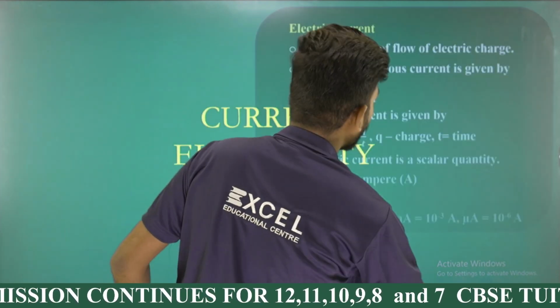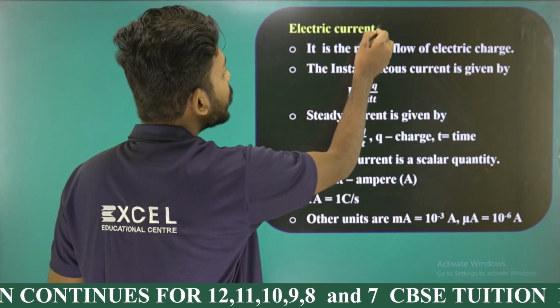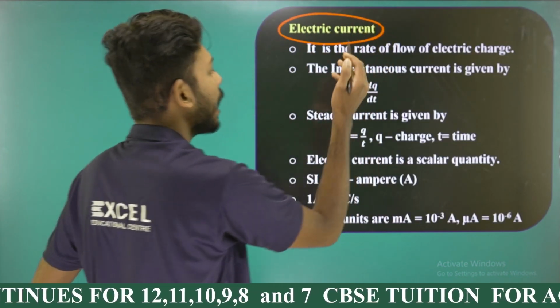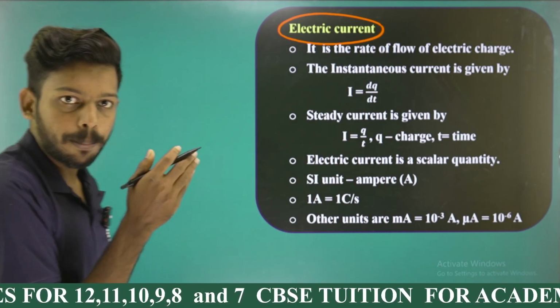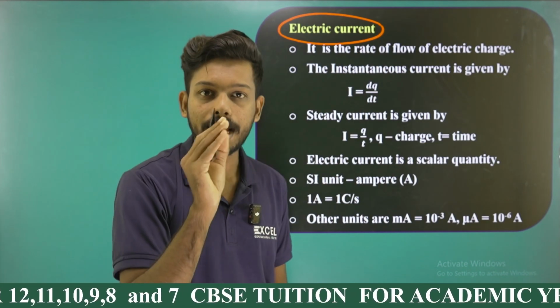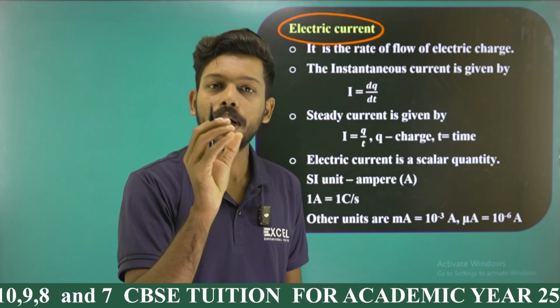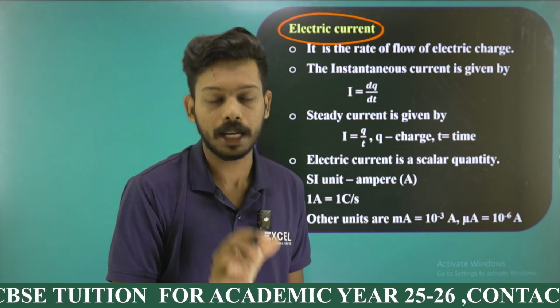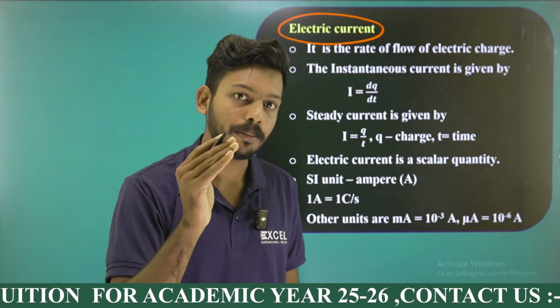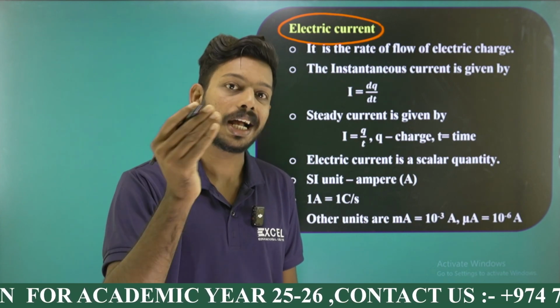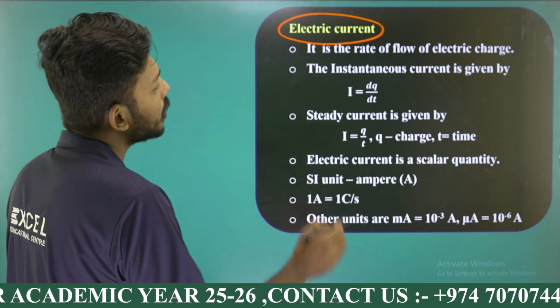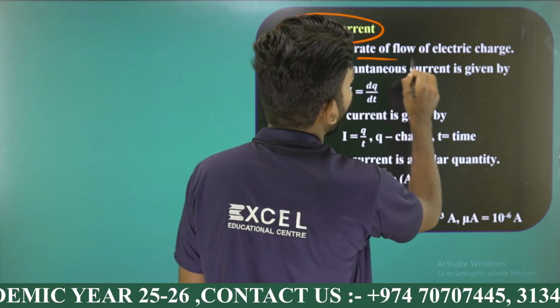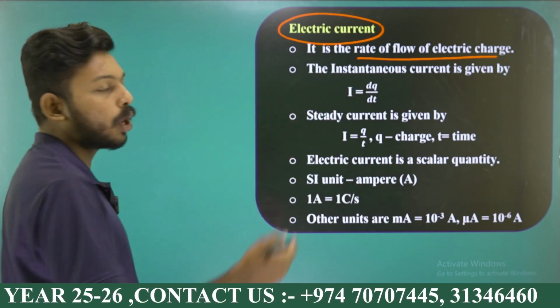So to the first topic, we are dealing with the electric current. So what is basically electric current? The first and second chapters are dealing with electrostatics. What is meant by electrostatic? Static means rest, electro means charge. So the first and second chapters are discussing the charge at rest. In this chapter, we are discussing the rate of flow of electric charge.